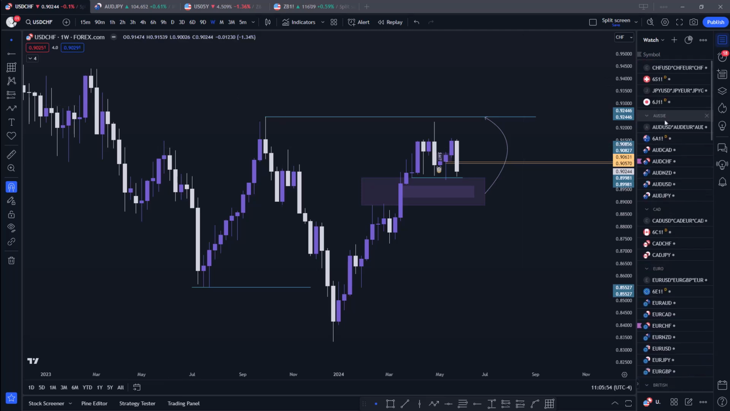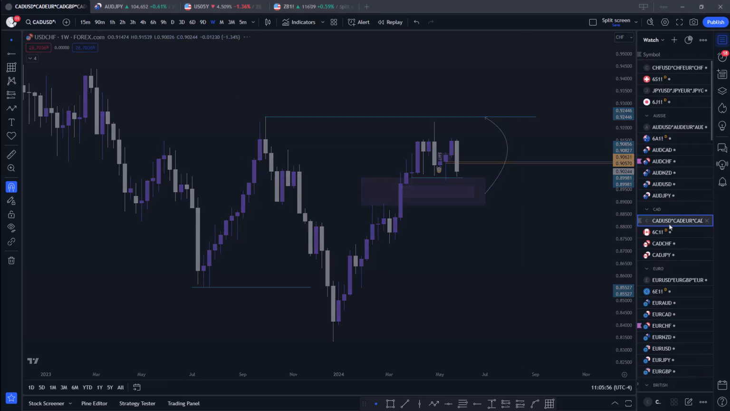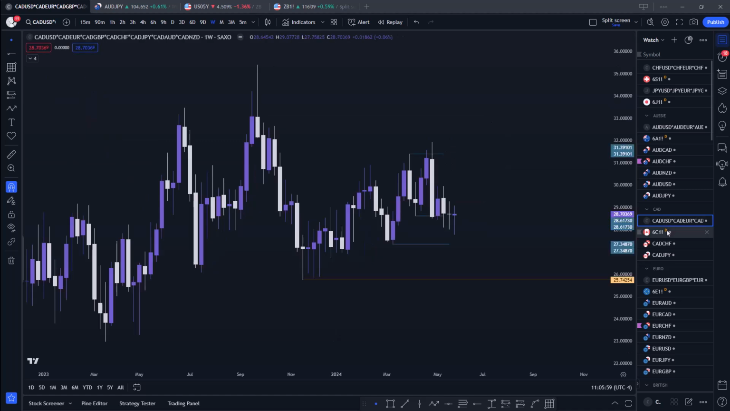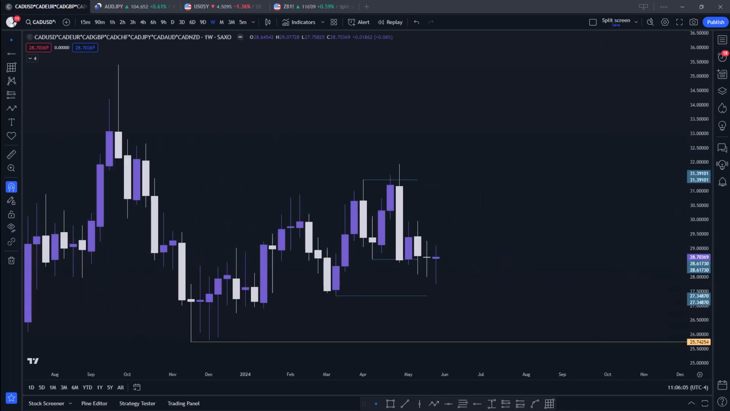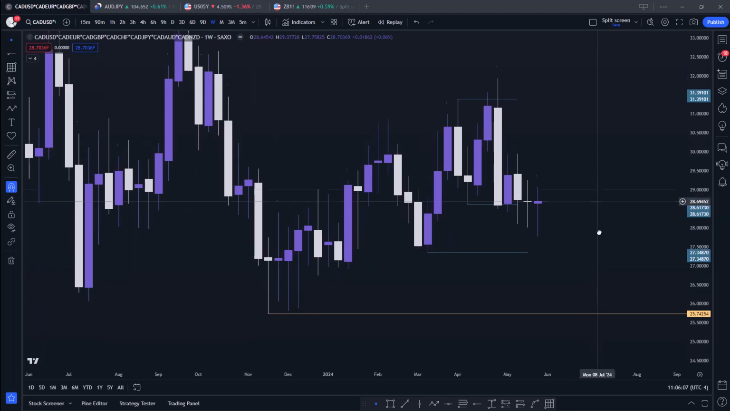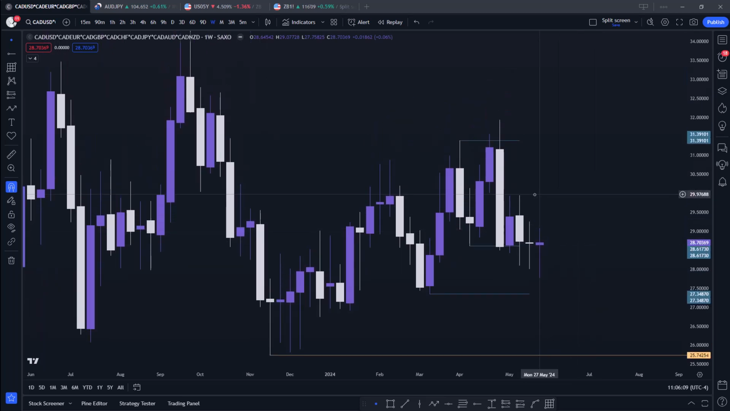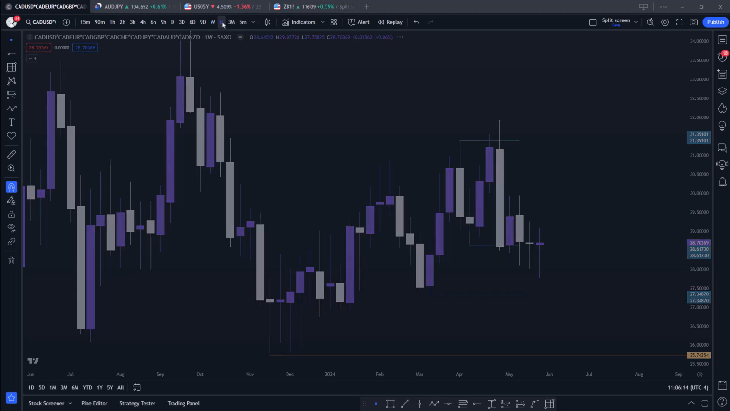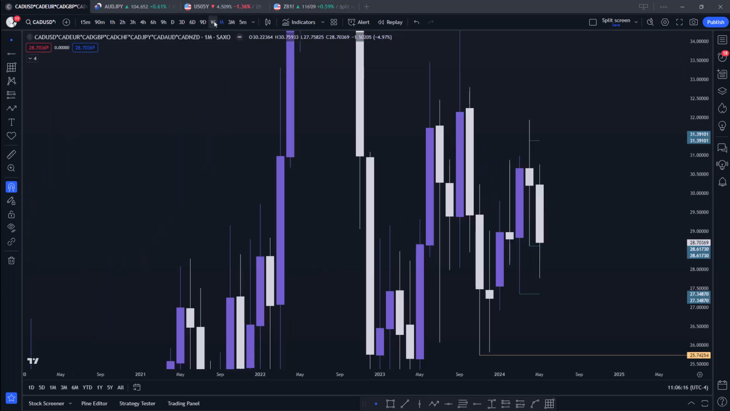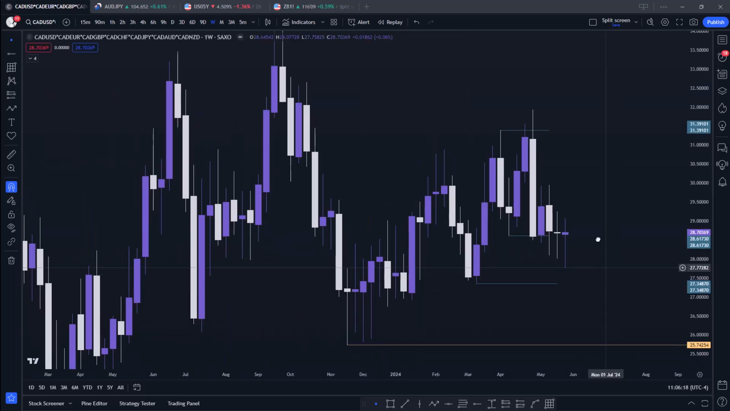Let's see, where do we begin? I think with CAD, especially with CAD being the first, I like to start off with the CAD index, or the CAD basket, because some people call it CAD basket. So yeah, I don't see much on the monthly.